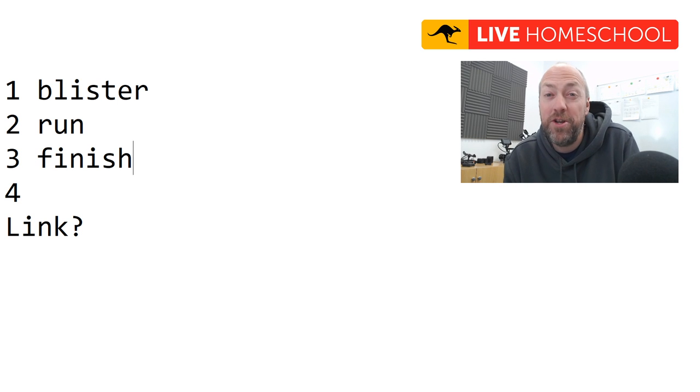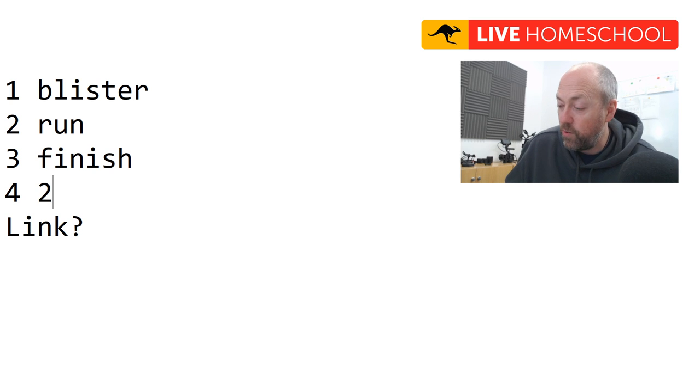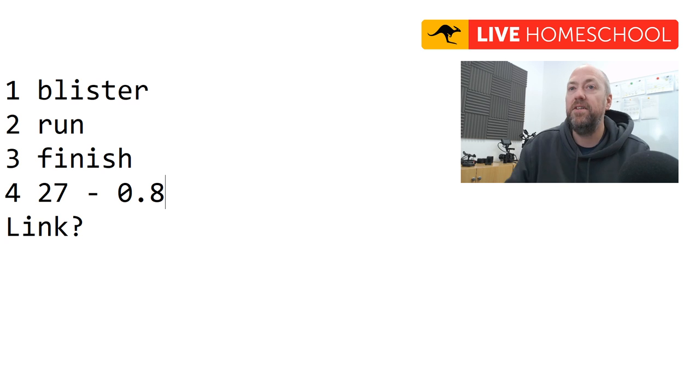So does anybody know what this is? Can anybody find the link yet between blister, run, finish, before I give you the final clue? The final clue is 27 minus 0.8 equals what?